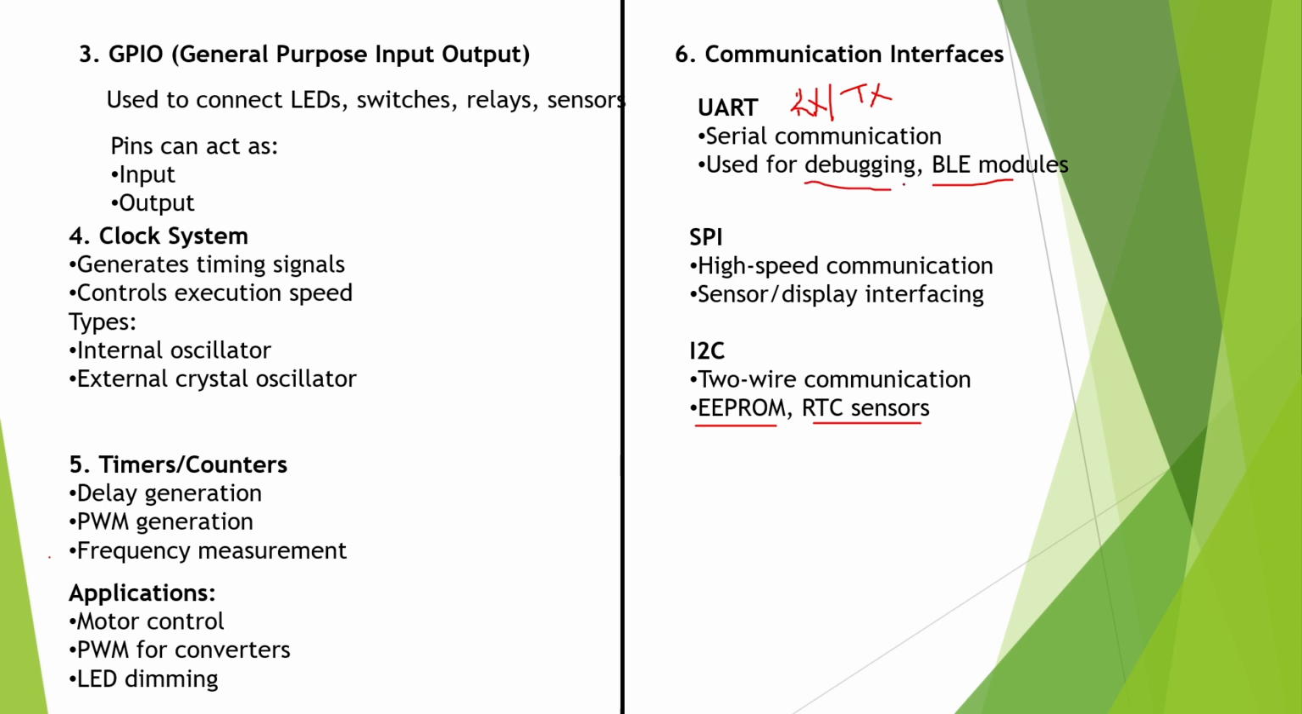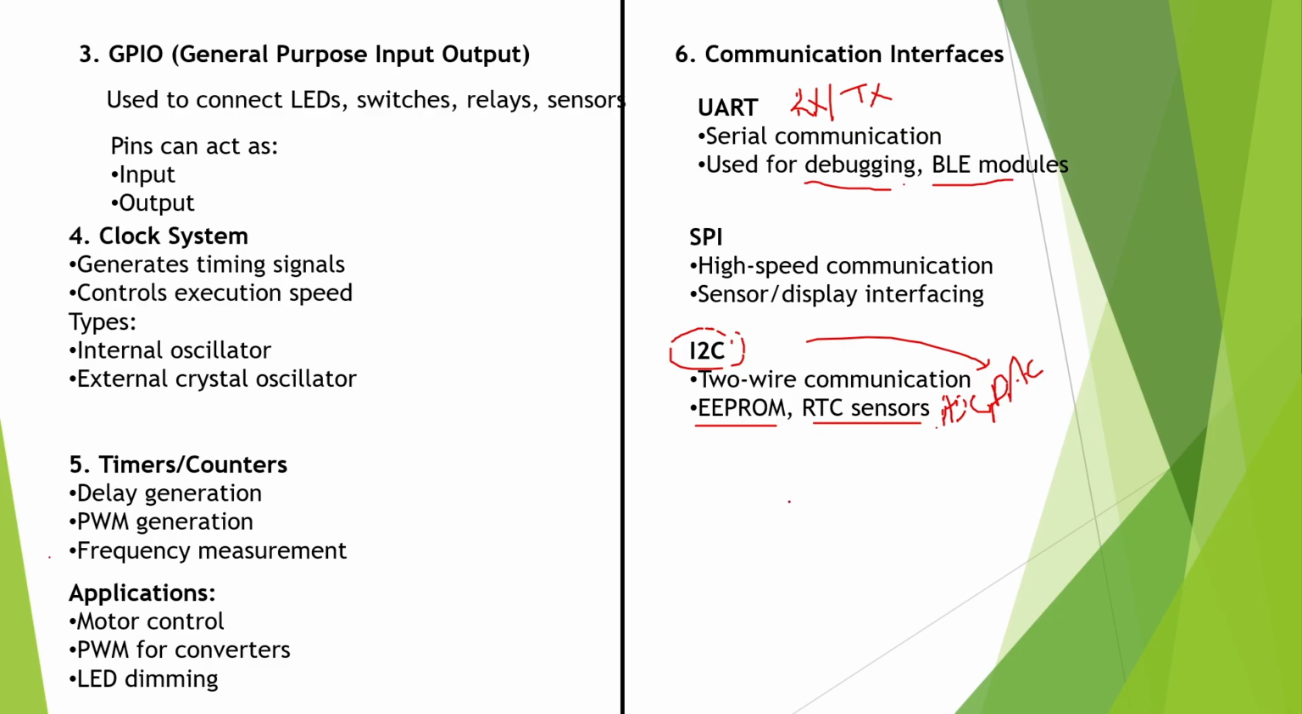UART is for debugging purposes, and SPI is used for high speed communication, sensor and display interfacing. There are some displays which communicate with the microcontroller on the basis of SPI. When we talk about the internal sensors of microcontrollers, they work on I2C. RTC, EEPROM, ROM, ADC, and DAC all support this communication protocol.